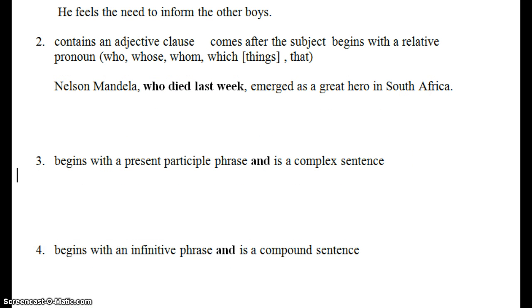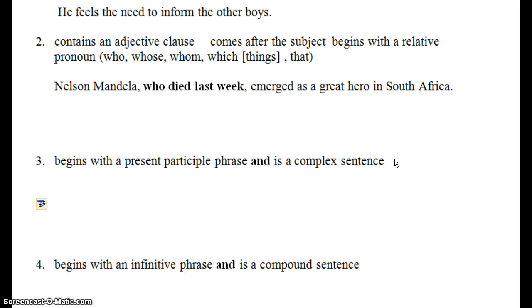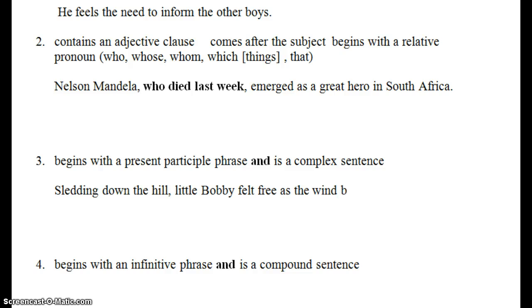Begins with a present participial phrase and is a complex sentence. So we know the present participial phrase begins with an ing verb. So we could have something like: sledding down the hill, little Bobby felt free as the wind blew into his face.